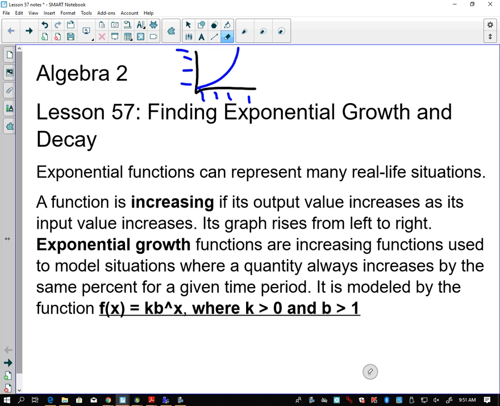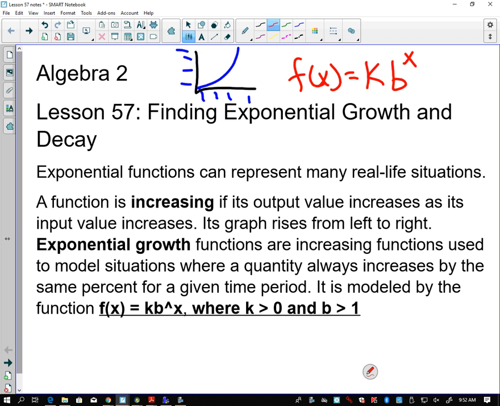Okay, so we have functions for this, and our function is f of x, or y, it's the same thing, equals our constant k times b to the power of x, where k has to be a number greater than 0. It can't be 0, and it can't be a negative number and still be exponential growth. And b has to be a number greater than 1. So that's why that is underlined and bolded down there.